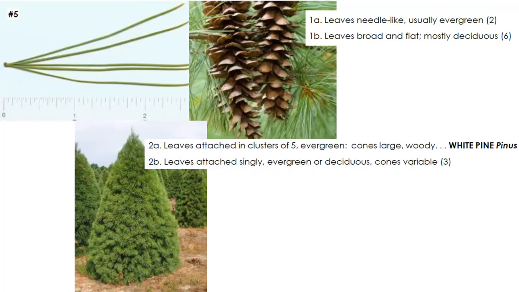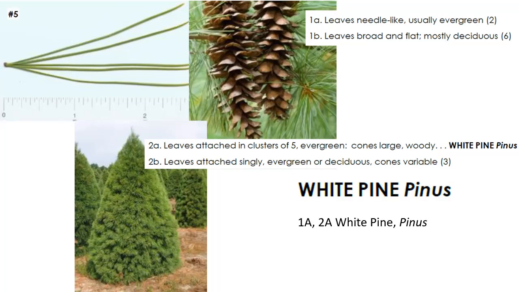Leaves attached in clusters of 5, evergreen, cones large and woody, or leaves attached singly, evergreen or deciduous, cones variable. We were there before and we didn't have the clusters of 5, but this one is very much a cluster of 5, and it does have large woody cones, so that's a white pine. So this white pine is simply 1A and 2A. So that's a really short path to get there.